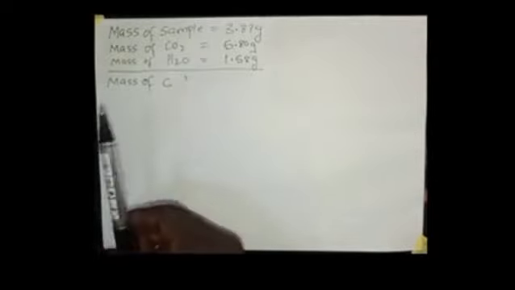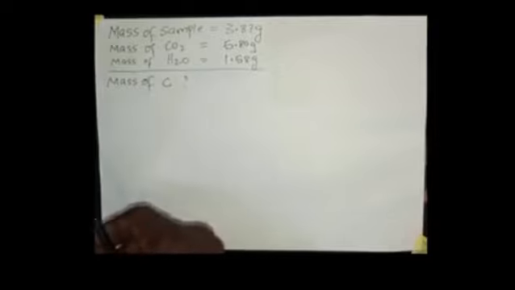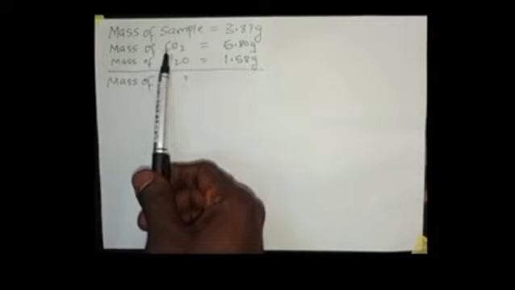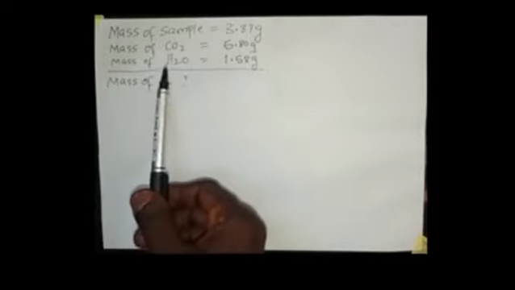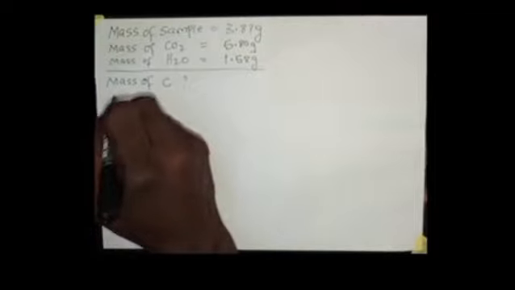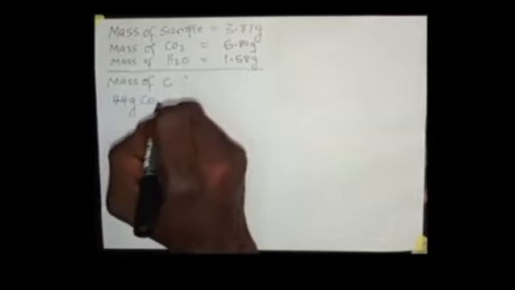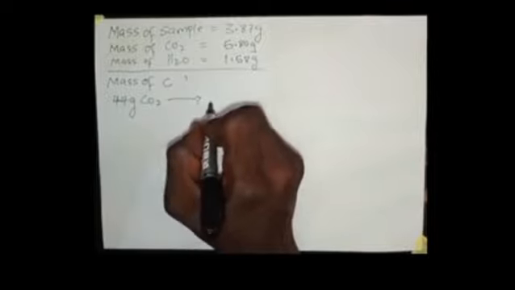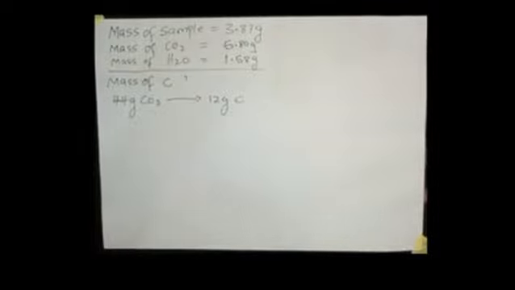Now remember that we have carbon in carbon dioxide. So we have to find carbon from this compound here, and we are going to find hydrogen from this compound here. Now let's start by saying that 44 grams of CO2 contains 12 grams of carbon. What does this statement mean?